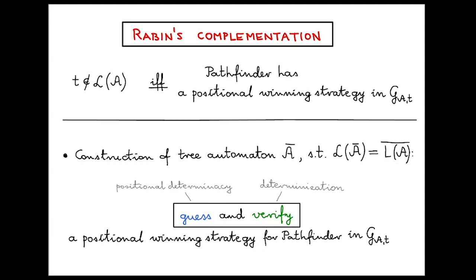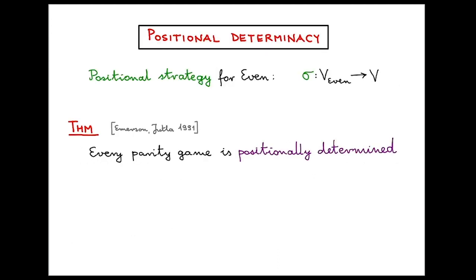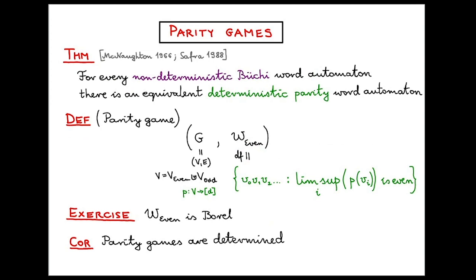So we will not go into all the gory details of that, but I think it's very useful to be aware of the importance of positional determinacy and of determinization of automata on words when we want to complement automata on infinite trees. And thanks to the result of McNaughton, Safra, and their followers, all we need to consider is acceptance games with parity conditions.